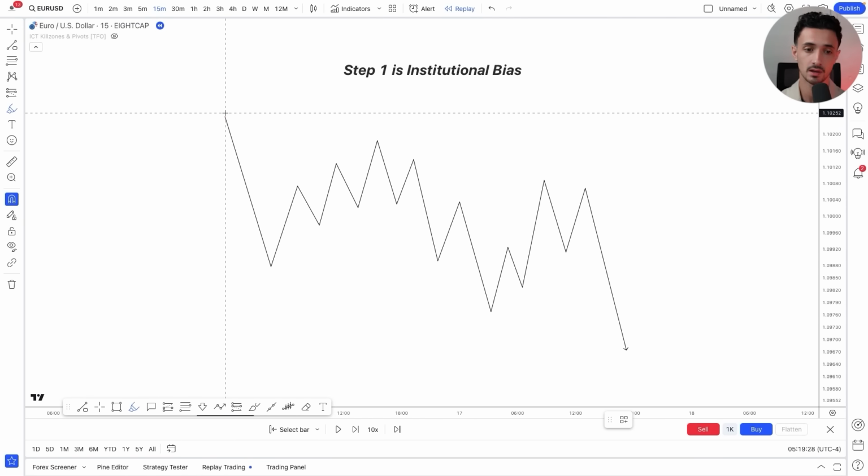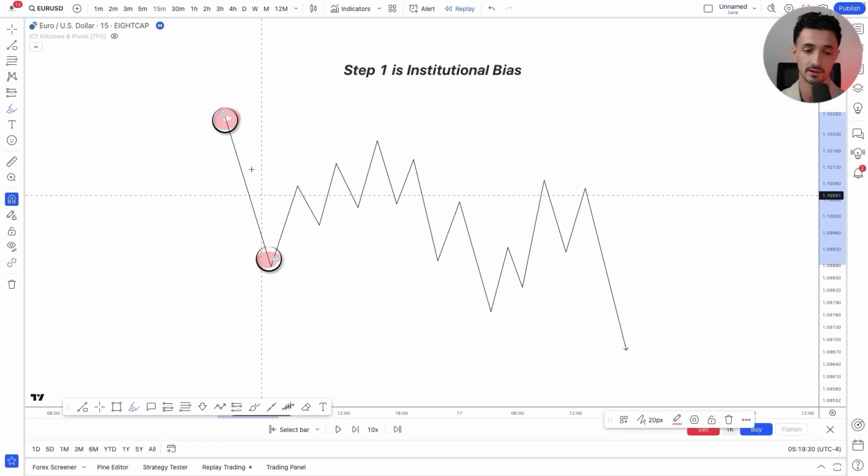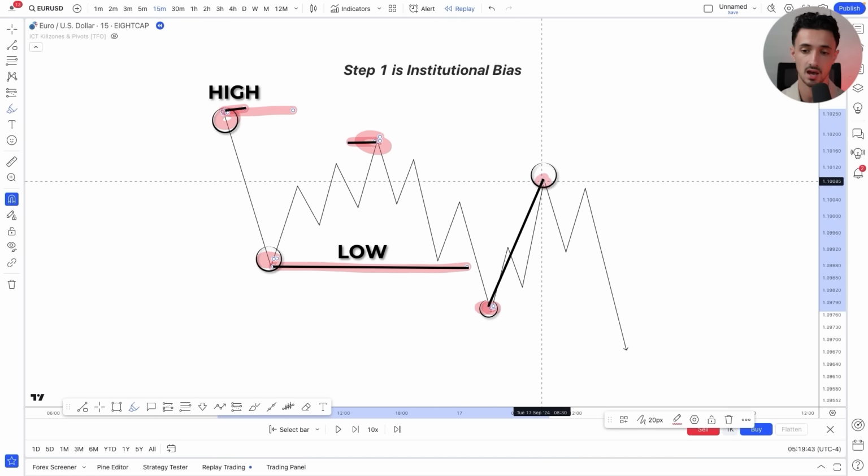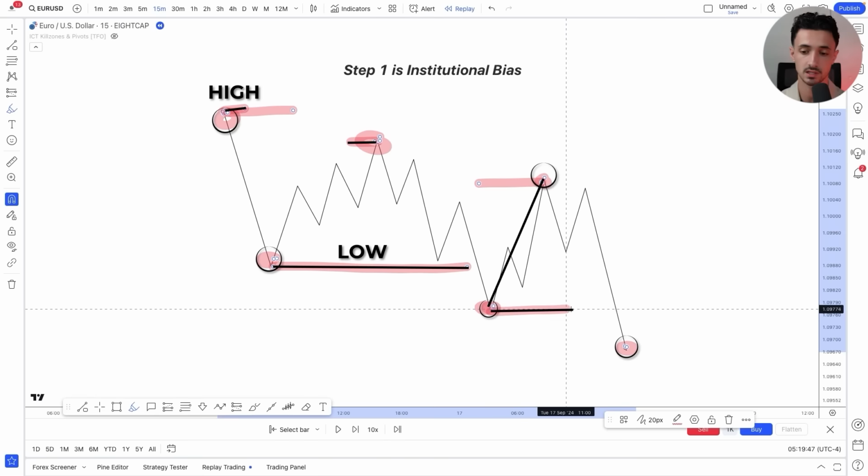If we go from this area to this area, we have a high, we have a low. We have a lower low. We have a lower high, right? This high is lower than the previous high. This low is lower than the previous low. Price comes back up. This high is lower than the previous high. And this low is lower than the previous low. So it's still bearish, but it looks very messy.